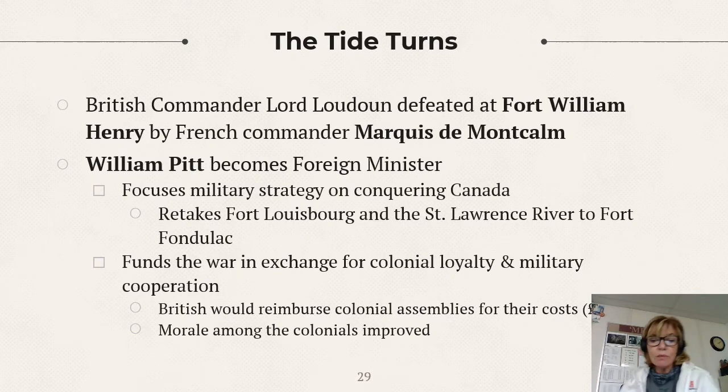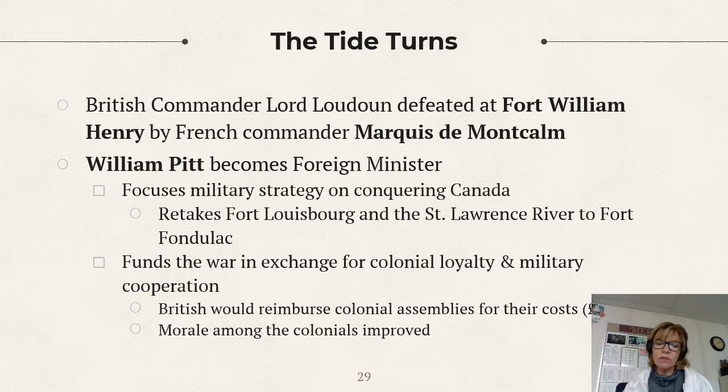So things weren't going very well for the British, but then the tide starts to turn. After Fort William Henry, Lord Loudoun was defeated. He was relieved of command, right? And then William Pitt becomes the new foreign minister, and William Pitt incorporates a new strategy and policy for North America. What he wants to do is focus all of their attention on invading Canada.